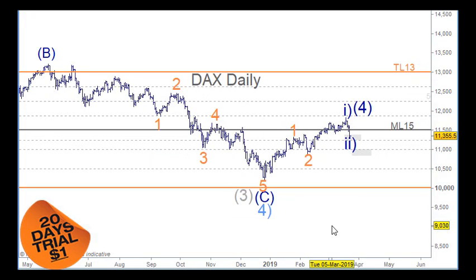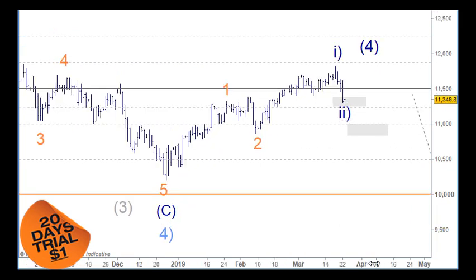So the move down through here could be counted as an A, a B and a C for wave 4 here, and if that's the case, then we will come all the way down and make a new low here. Okay, so that's there, but we don't have to concern ourselves with that point at the moment. I mean, if you're trading options and going that far out, that's fine.